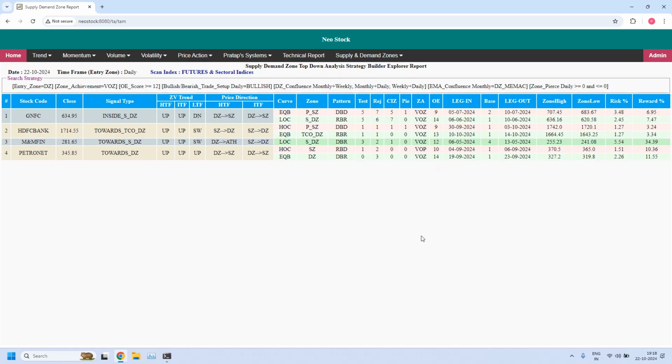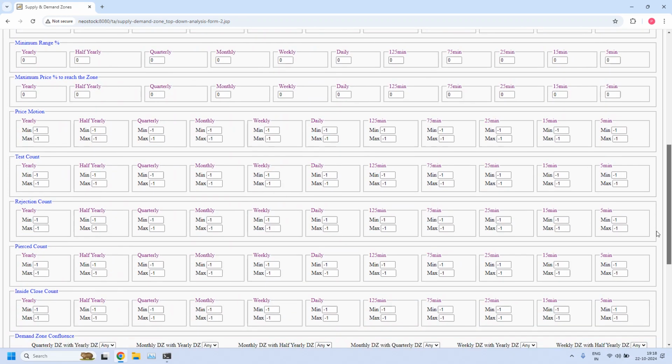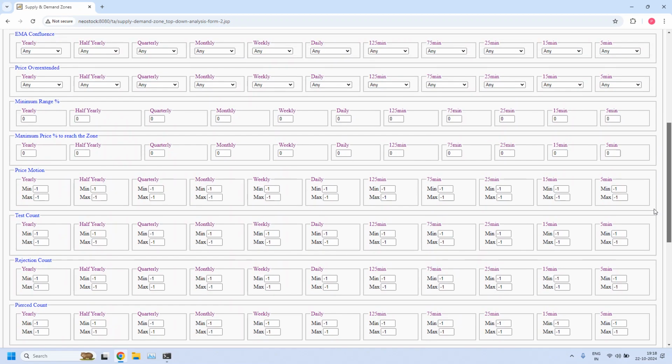So next, let us look for bearish trade setup for monthly income trade. Entry time frame is daily, entry zone is supply zone. In bullish or bearish trade setup, at a daily time frame, I am selecting bearish, and daily supply zone should not be pierced. So in the pierced count, at a daily time frame, I am setting minimum value 0, maximum value 0.